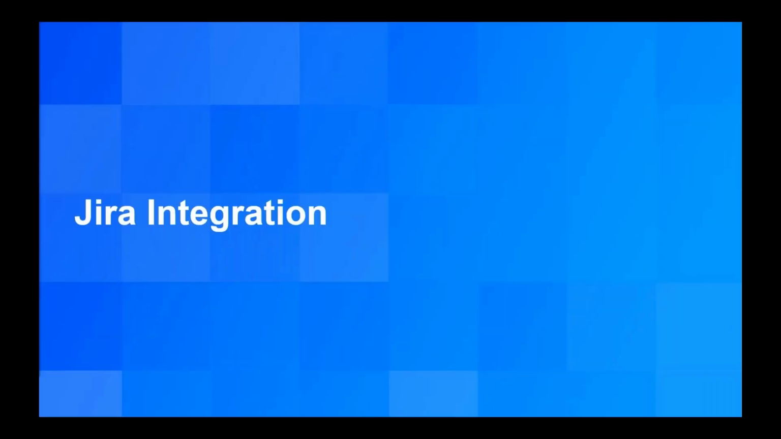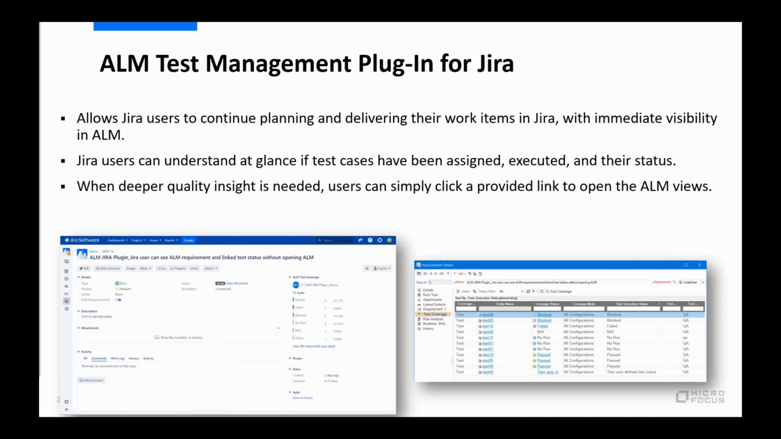The next feature is Jira integration. We have a new plugin introduced for Jira integration for ALM. The plugin is called ALM Test Management plugin. This new plugin allows Jira users to continue planning and delivering their work items in Jira with immediate visibility of the larger quality process being managed in ALM.